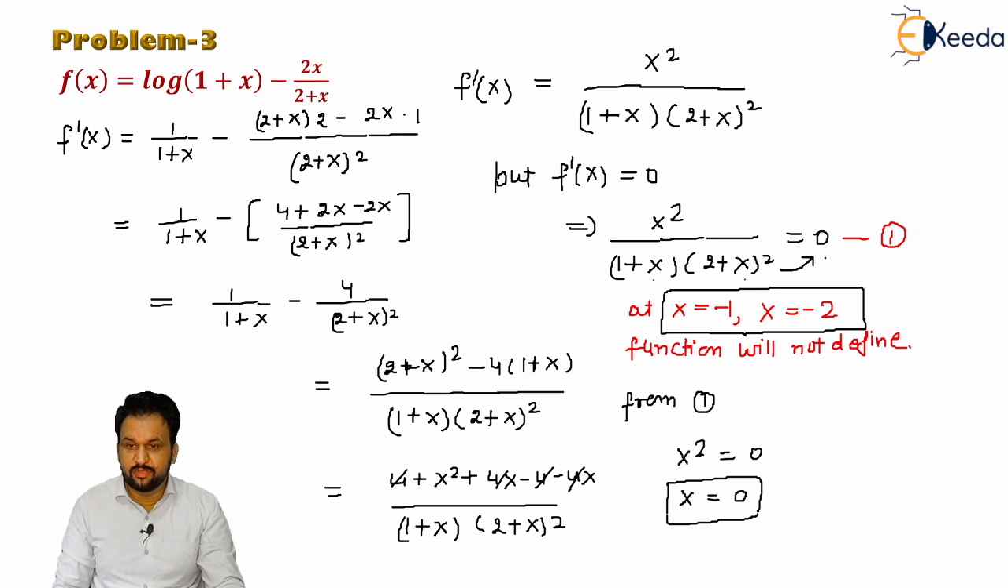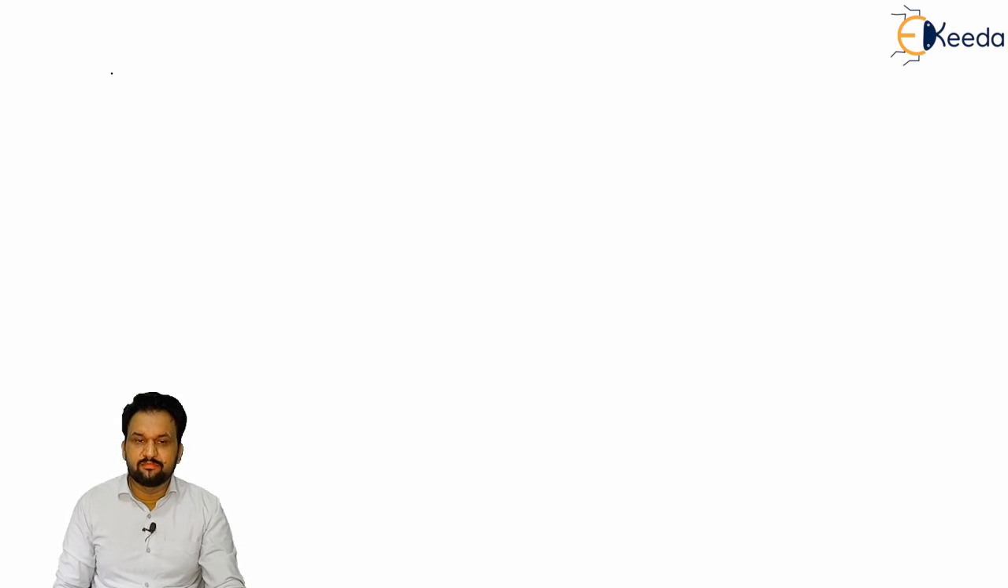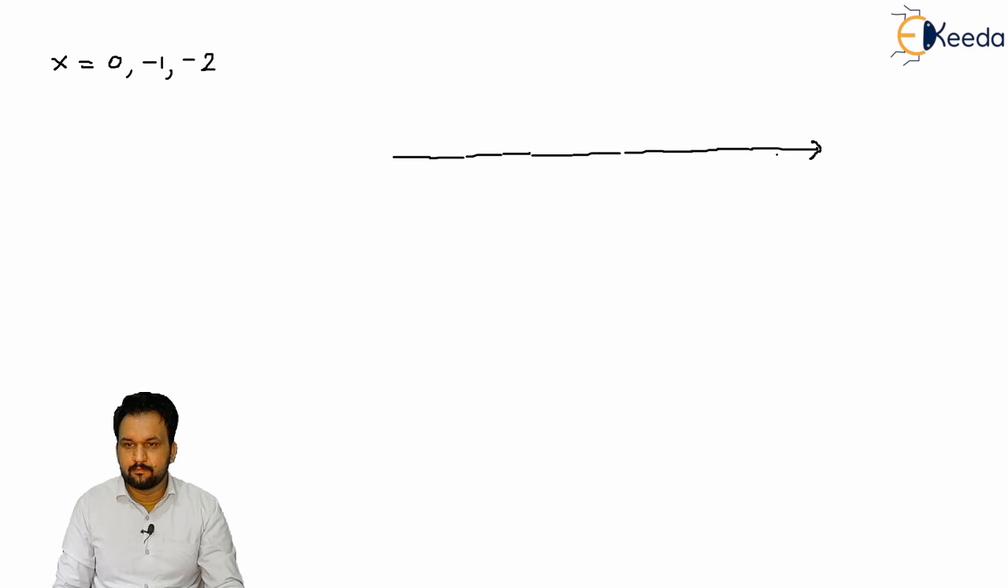So let's see, my dear friends. Here we have 3 points: 0, minus 1 and minus 2. One is x is equal to 0, one is x is equal to minus 1, and the other is x is equal to minus 2. So now you need to make a real line. I'm just making a real line, and I'm going to plot all the points: here the point is 0, here the point is minus 1, and here the point is minus 2. All the points I just plot here.